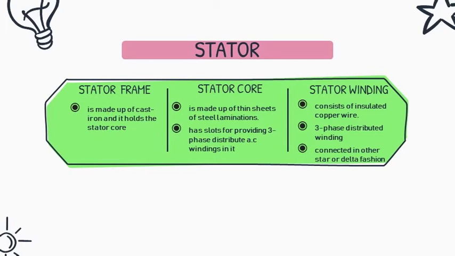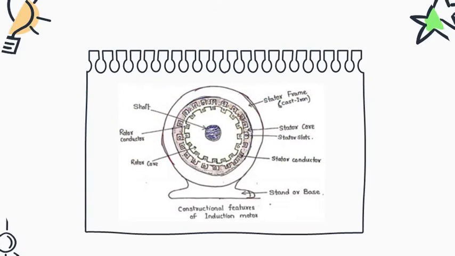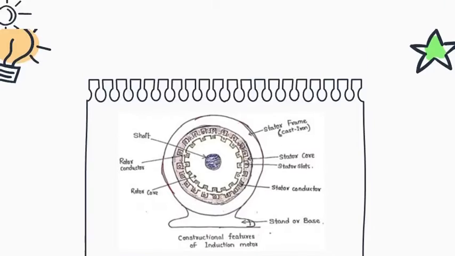The stator core has slots for providing three-phase distributed AC windings in it, and the stator winding consists of insulated copper wire. There are three-phase distributed windings connected in either star or delta fashion. This is the figure for the constructional features of the induction motor, and as you can see, the parts of the induction motor are already labelled.